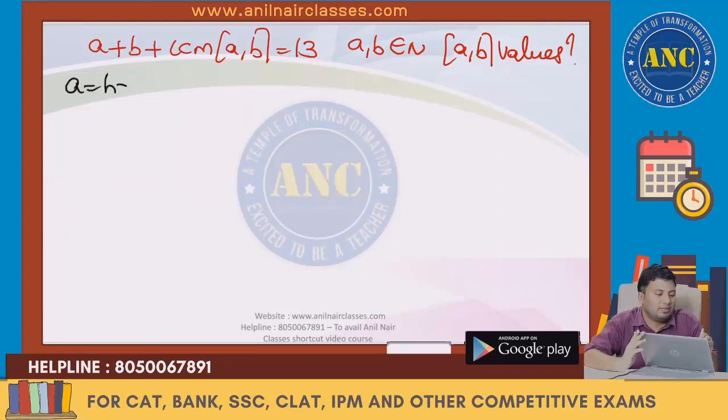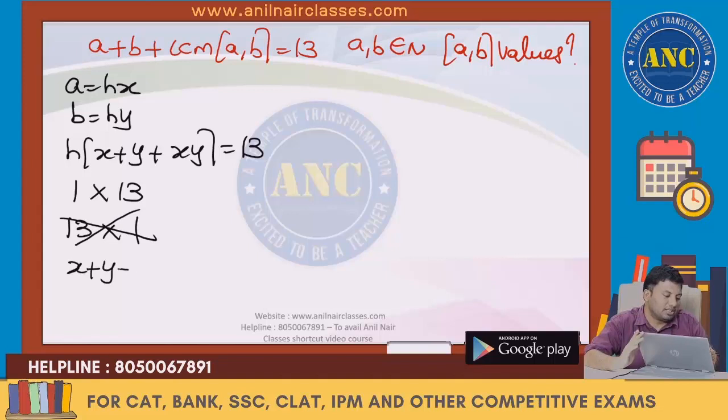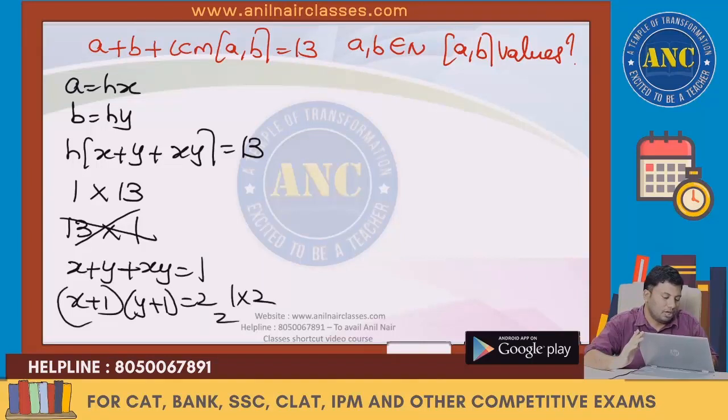A is nothing but hx, b is nothing but hy. So h into (x plus y plus xy) is equivalent to 13. This is 1 into 13, or it is 13 into 1. The second case is eliminated because x plus y plus xy is 1. On adding 1, I am getting x value 0 or y value 0. These are eliminated.